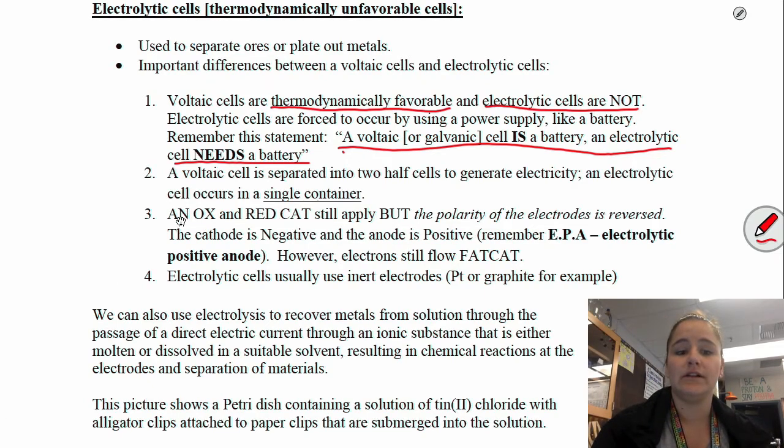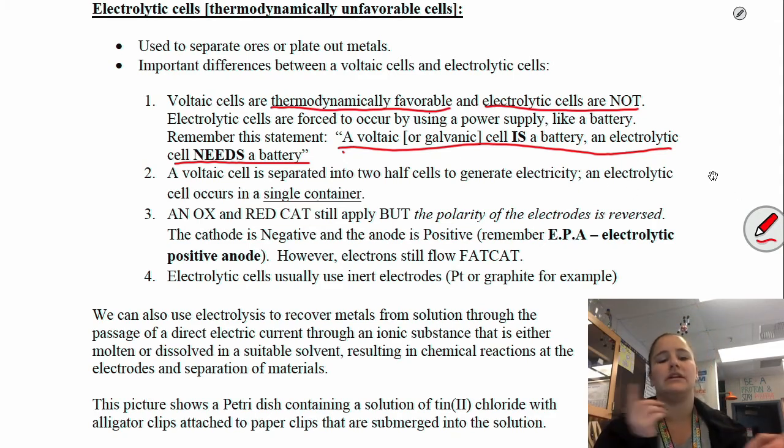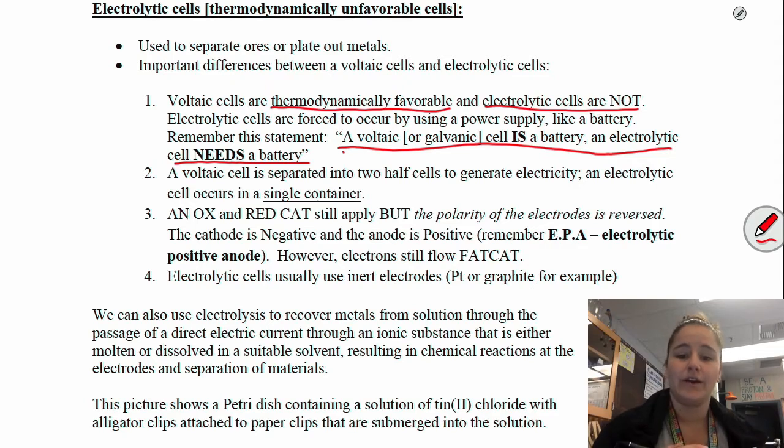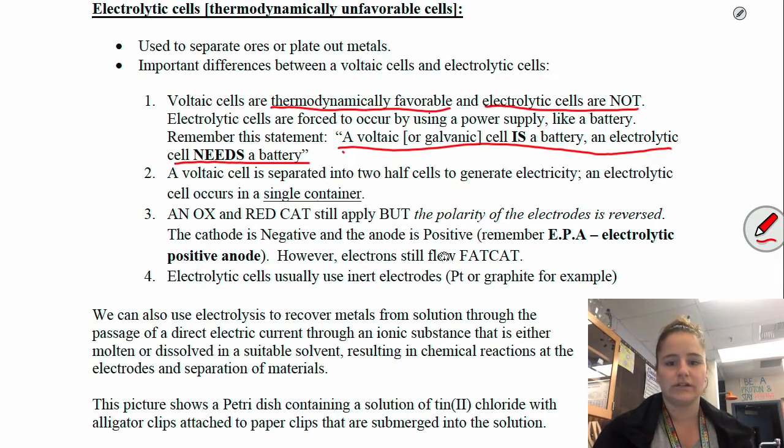We can still remember An Ox and a Red Cat. An anode is where the oxidation occurs and reduction occurs at the cathode. But the polarity of the electrodes is reversed. Normally, in a voltaic cell, the anode is negative: sad, onion, anion. But in an electrolytic cell, the anode is positive and the cathode is negative. So you can remember EPA: electrolytic, positive anode. However, electrons do still flow from the anode to the cathode, which we remember using Fat Cat.